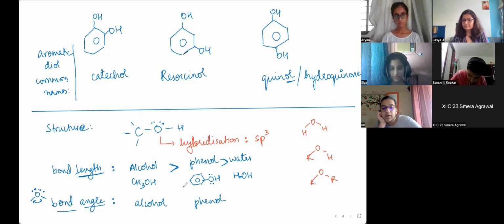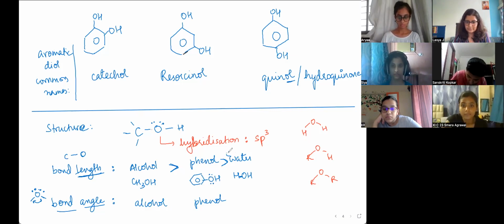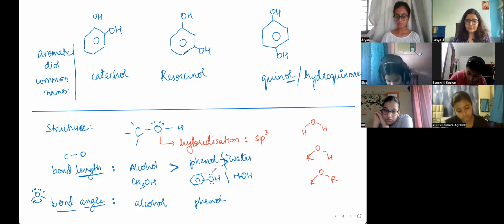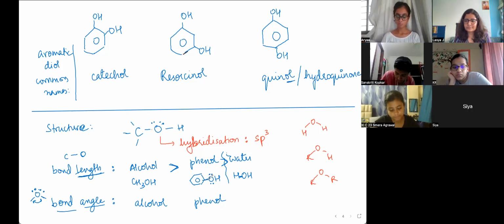Ma'am, could you explain why alcohol would have the highest bond length? Yeah. We are talking about the C-O bond length. Water, in fact, shouldn't be in the mix at all. Alcohol will be greater than phenol because in phenol the lone pair of electrons gets involved in resonance. So a partial double bond characteristic comes in here. This oxygen will be pulled slightly closer to it, so the length will become smaller.